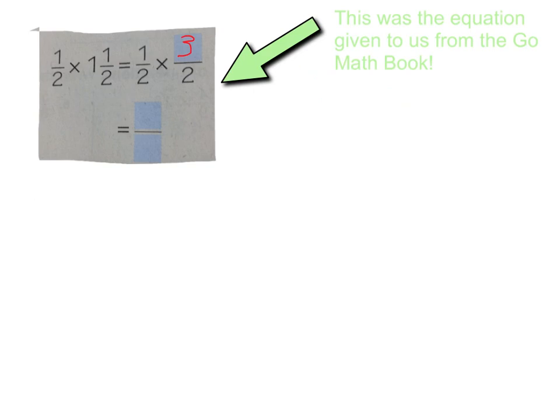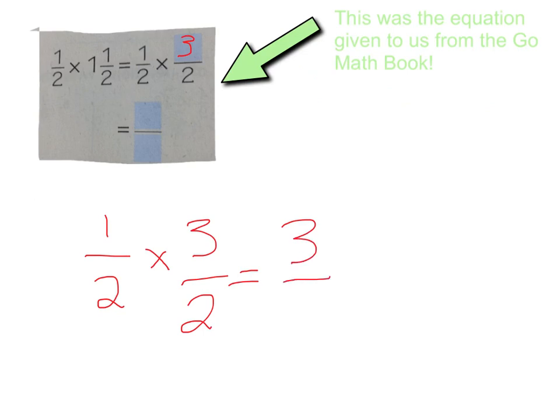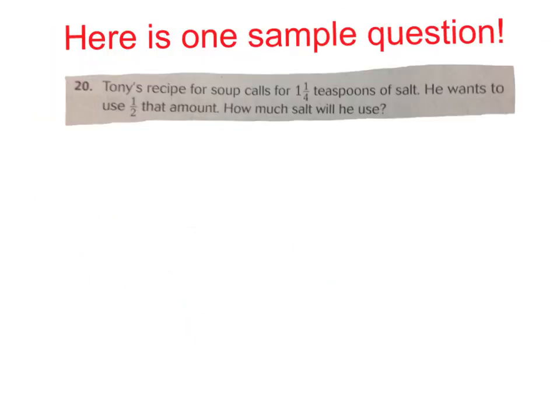So to do 1/2 times 3 over 2, you just multiply 1 times 3, which equals 3, and 2 times 2, which equals 4. So your answer is 3/4. So Kelly will use 3/4 cups of sugar.